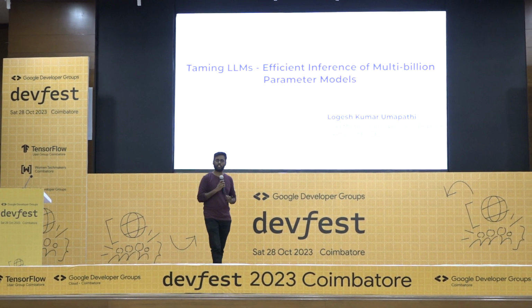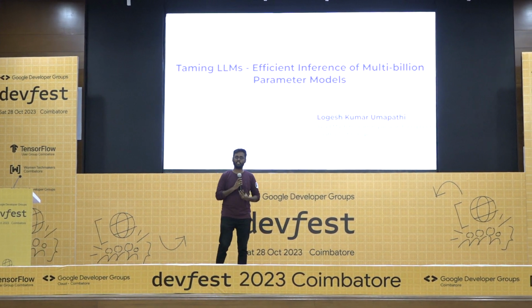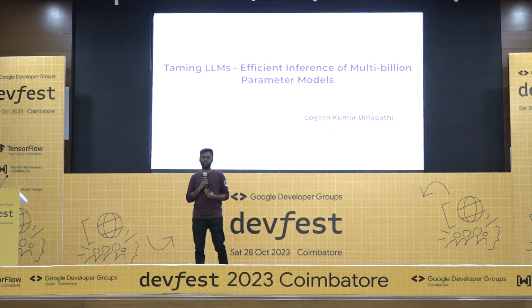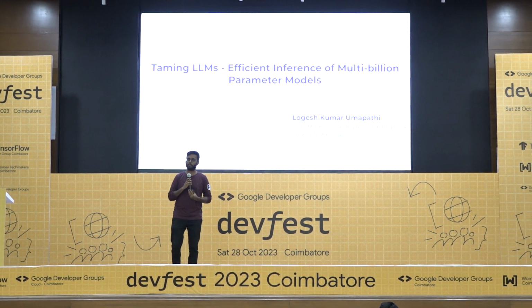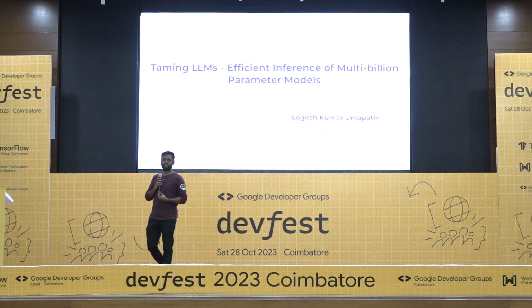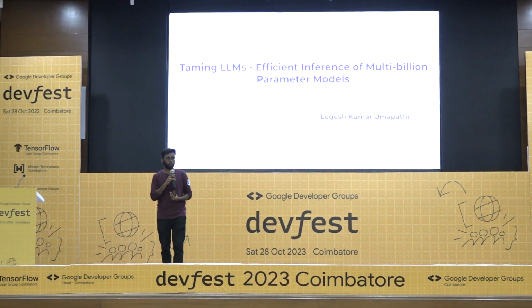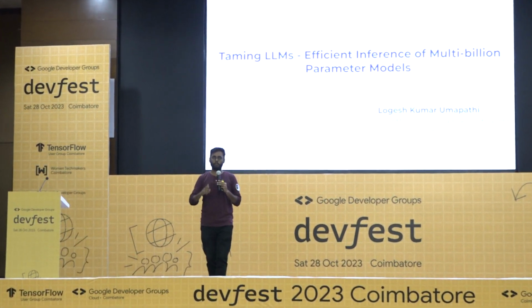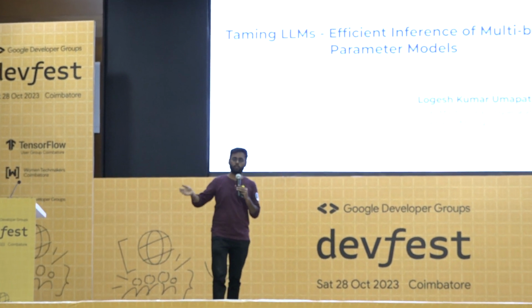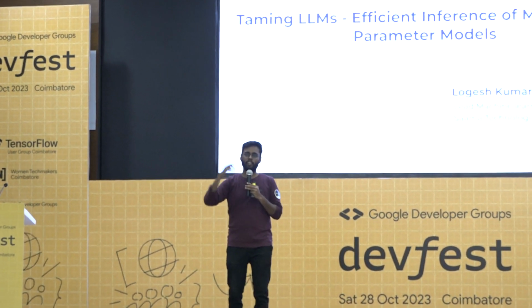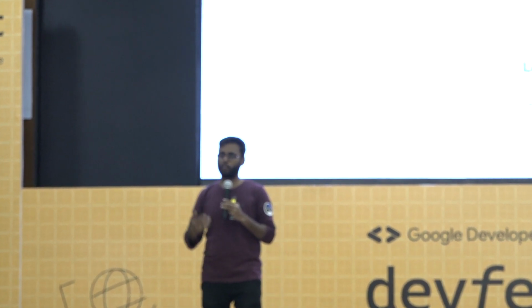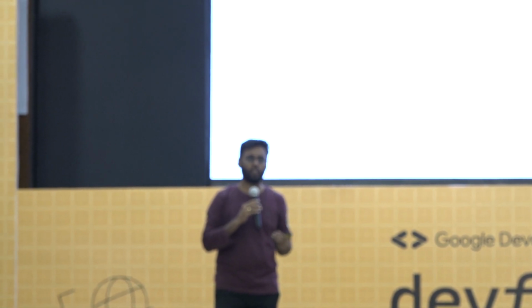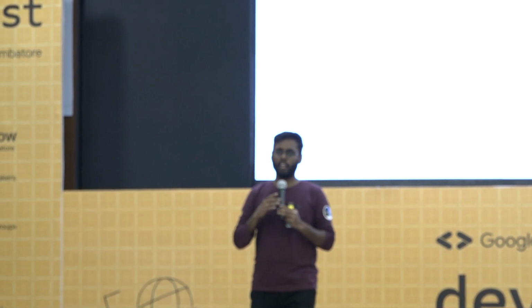Last time when I was here in 2019, things were simple. We had a very simple life pre-COVID. It was an era of word-based models, and now fast forward to 2023. Everything has become big. Even GDG Coimbatore has been scaled to a bigger extent, and same with the LLMs that we see now. So scaling comes with its own challenges.